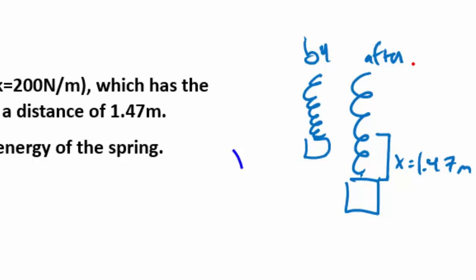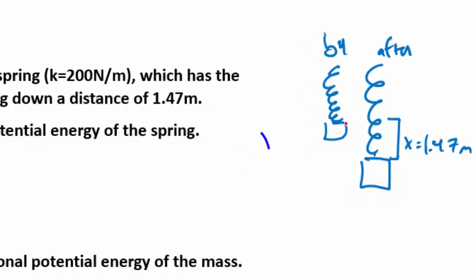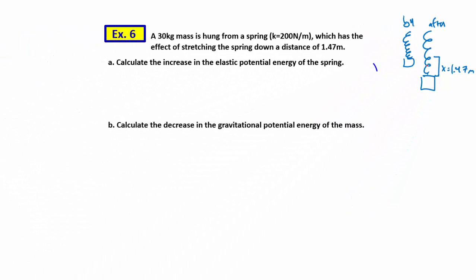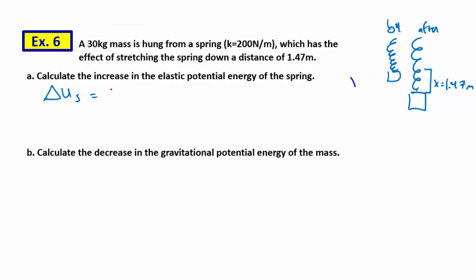So what we can do is figure out what that increase in elastic potential energy of the spring is. So before I get too excited with knowing the before situation, I actually don't know how much the spring was stretched beforehand. I actually don't know if it was at its equilibrium length. So I could always find the change in elastic spring potential by taking the final elastic spring potential energy minus the initial.